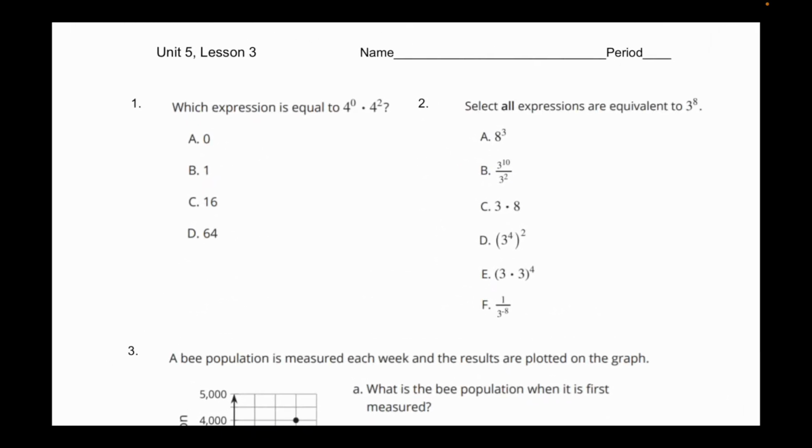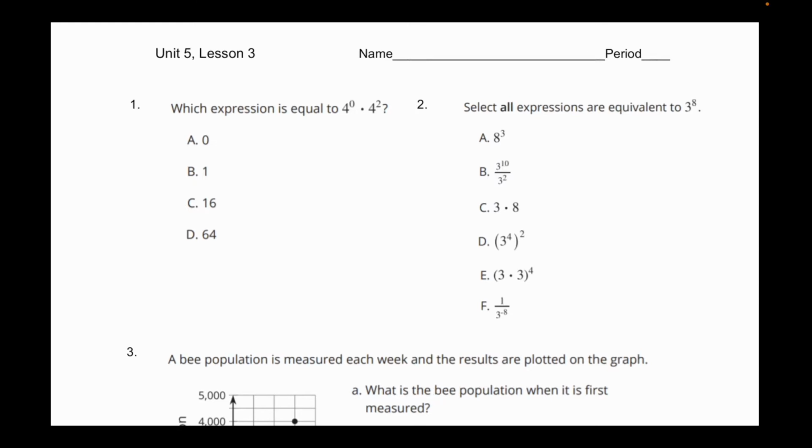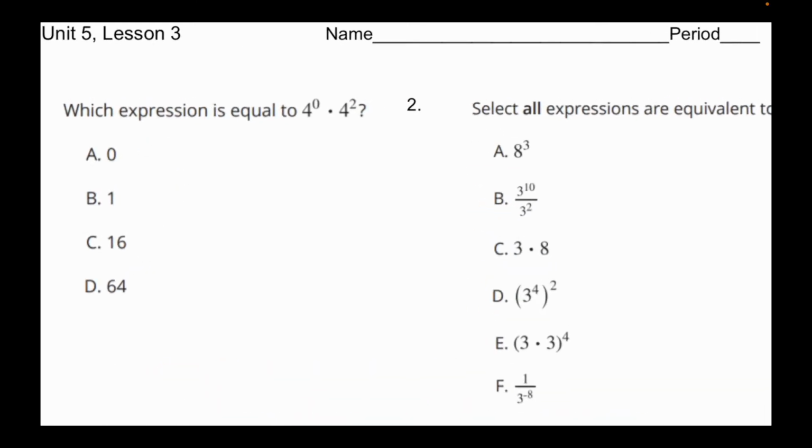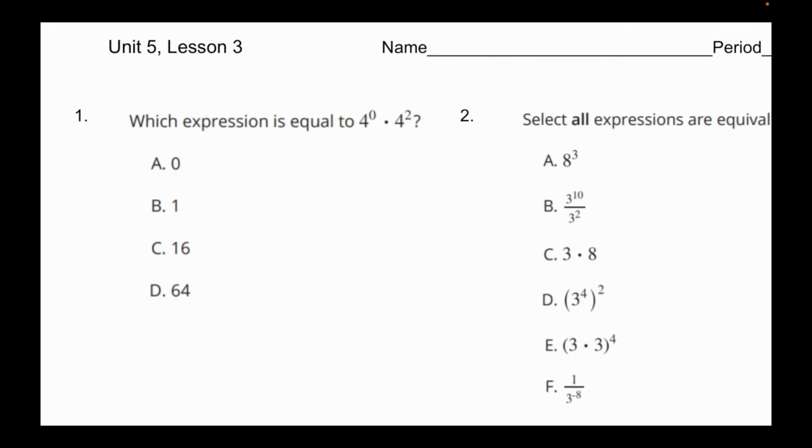So, first off here we have, which expression is equal to 4 to the power of 0 times 4 to the power of 2. So, anything to the power of 0 is just 1. So this is going to be 1 times, and then 4 squared would be 4 times itself 2 times. So in this case, 1 times 4 times 4 is going to be 16. Now there's a more complicated reason as to why 4 to the power of 0 is 1, but we're using that property here.